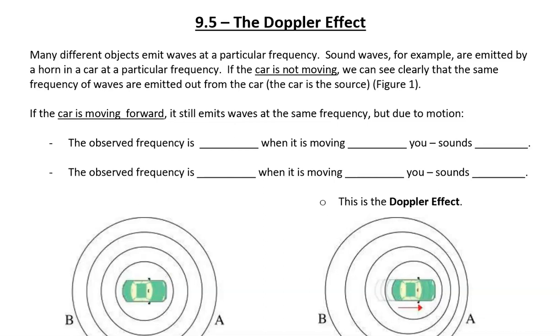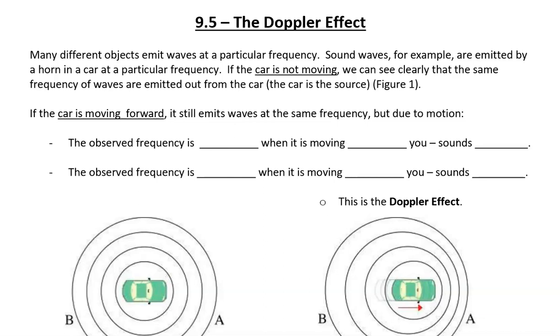Many different objects emit waves at a particular frequency. Sound waves, for example, are emitted by a horn in a car at a particular frequency, or in the case of the cars we just saw, the engines. If the car is not moving, we can see clearly that the same frequency of waves are emitted out from the car. The car is the source that the sound is coming from.